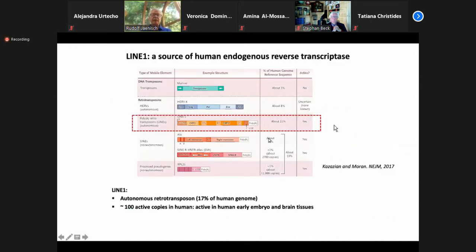So let's come to LINE-1. LINE-1 encodes 2 ORFs, one ORF1, which is an RNA binding protein, and ORF2, which encodes the RT and the endonuclease. And they really make up a big part of the human genome, 17%, and about 100 active copies are in the human genome. They're active in early embryos and in brain tissues.